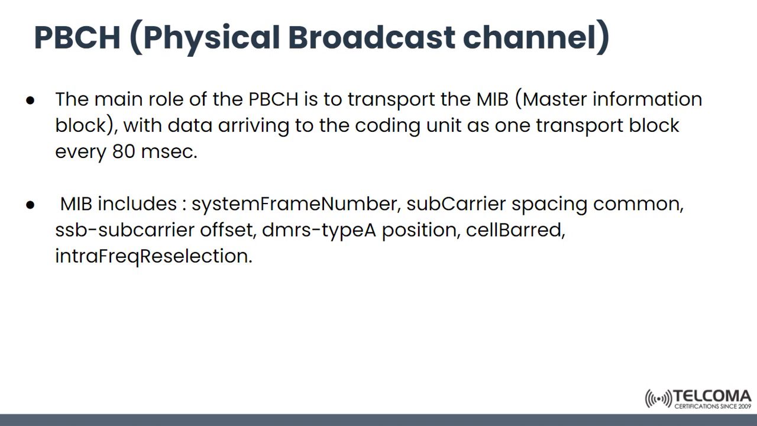Now the physical broadcast channel. The main role of this is to transport the master information block, with data arriving at the coding unit as one transport block every 80 millisecond. The master information block contains subframe number, subcarrier spacing common, subcarrier offset, DMRS type A position, cell bar and interfrequency reselection.